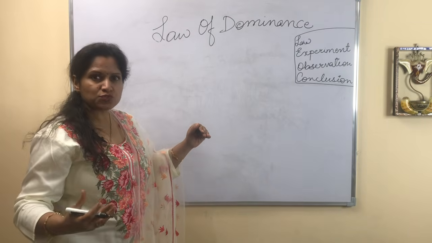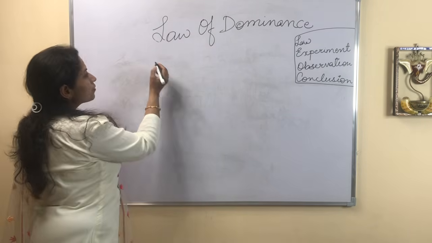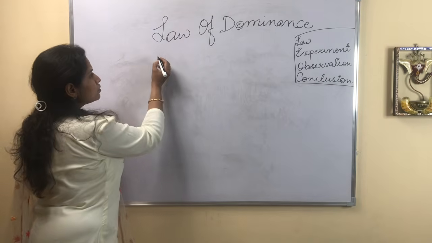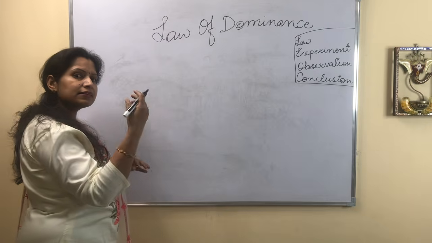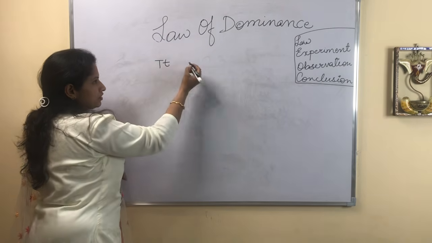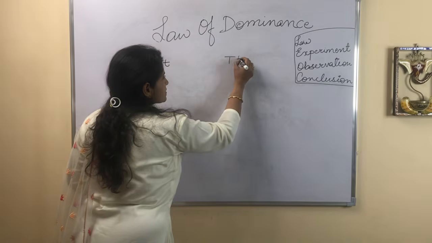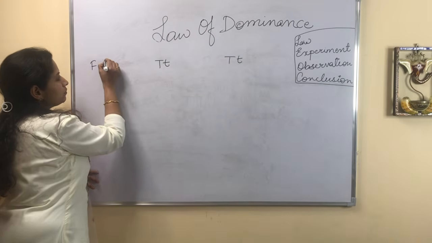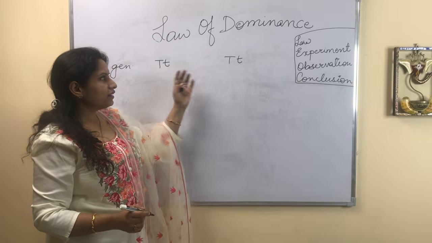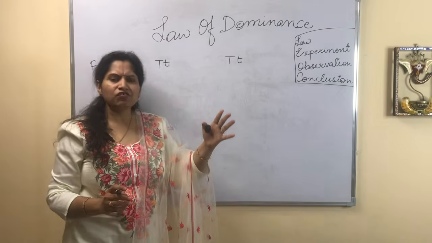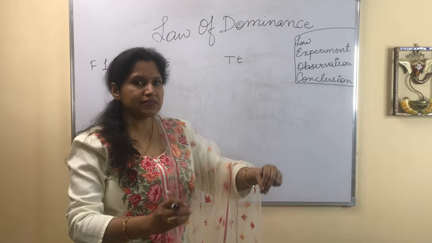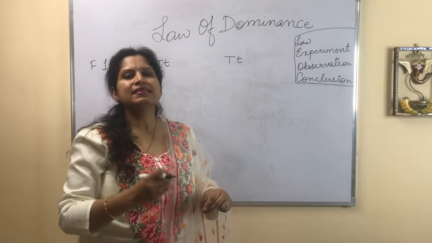Next, what he did was he self-pollinated the plants obtained in the F1 generation. So what was the genotype of the plants obtained in the F1 generation? That was capital T, small t. Those were the plants of the F1 generation. So he did the self-pollination of the plant. Self-pollination means the ovum as well as the pollen grains have to be taken from the same plant.